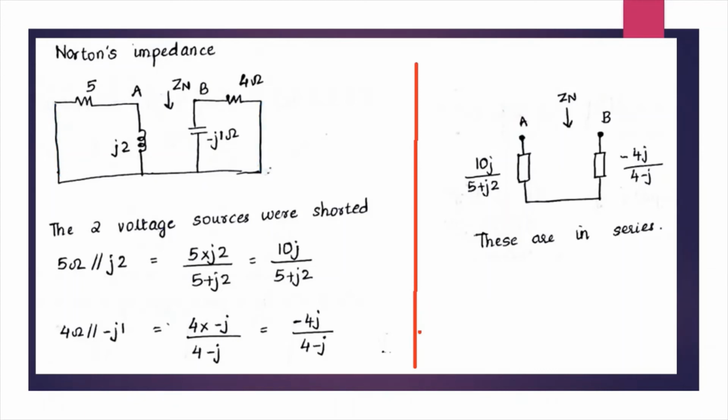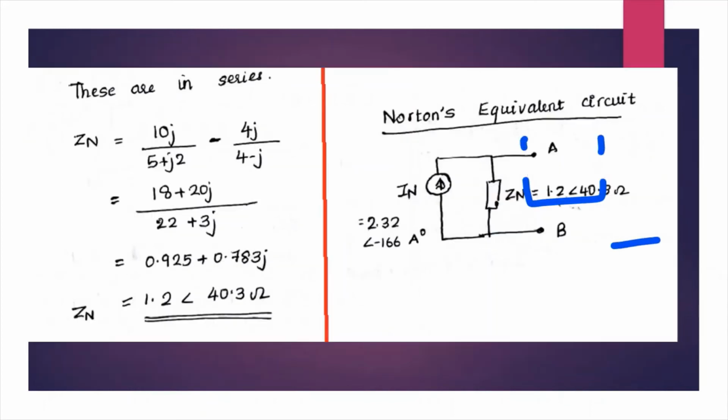So once this is done, 5 and j2 are in parallel. Similarly, minus j1 and 4 are in parallel. And once this is calculated to be 10j by 5 plus j2 and minus 4j by 4 minus j, these two will be in series. So you can just add and the final result will be this. So this is going to be your Norton's equivalent circuit. So we have found the current IN, and also in parallel to that place the Norton's impedance. So we will get like this.